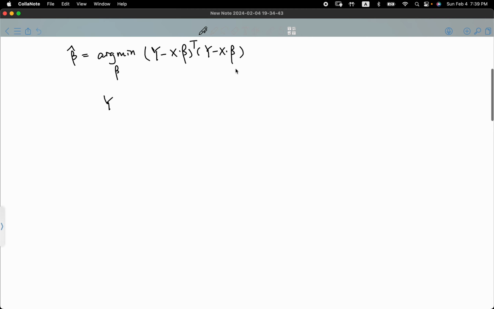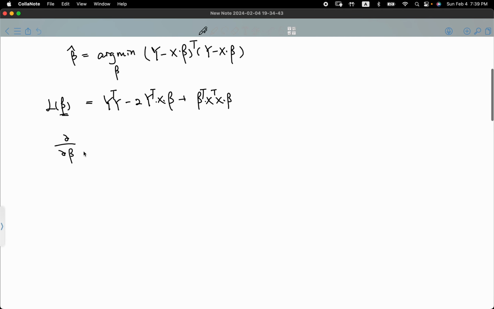Okay, so now let's work on solving the optimization problem. We first expand the terms on the right hand side. Y transpose y minus 2 copies of y transpose X beta, since we have 2 copies of that, plus beta transpose X transpose X beta, which is the transpose of that. Denote that as our objective function or loss function, L of beta. Beta is our variable or parameter of interest.